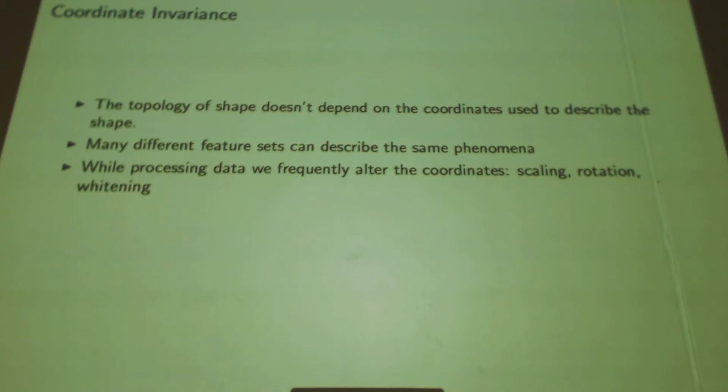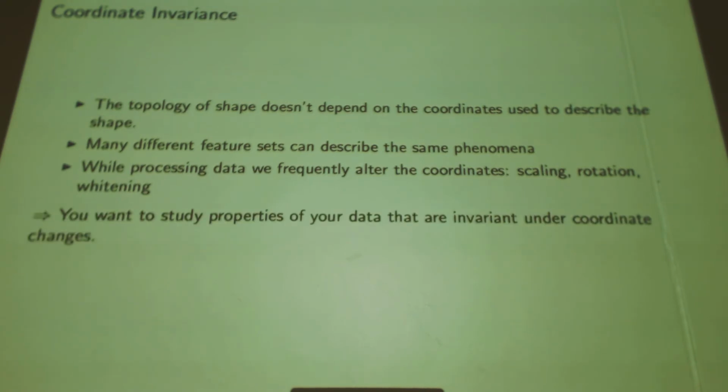So, I'll point out too that frequently we'll change coordinate systems, scales, rotations, whitening, etc. When you do that, you're always looking for those things that are invariant under those changes. This is just restating coordinate invariance, right? If whitening created your result, then your result isn't real.